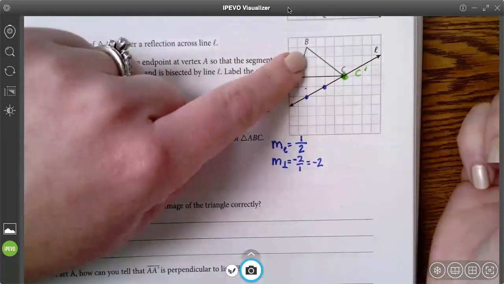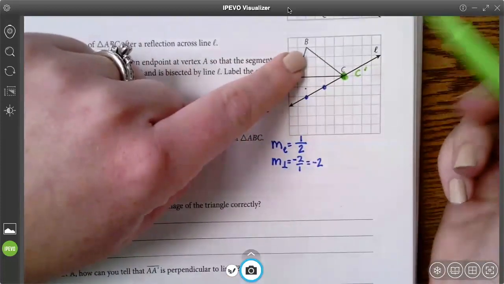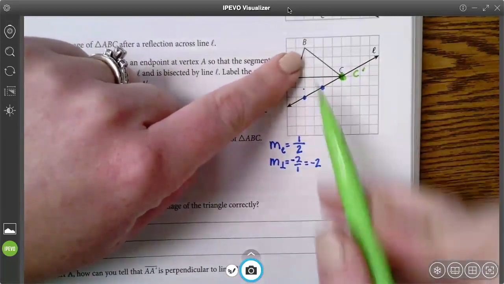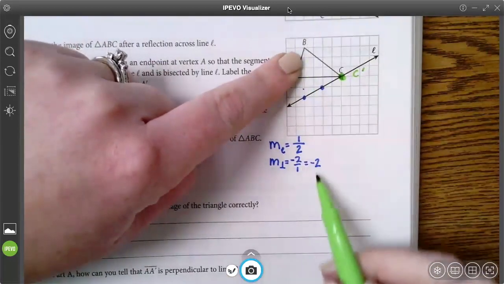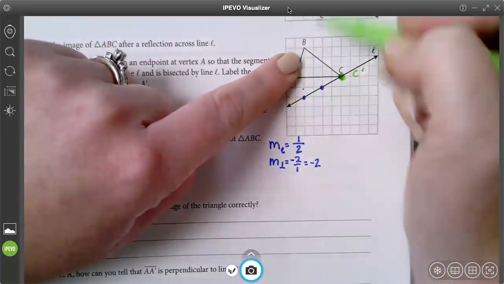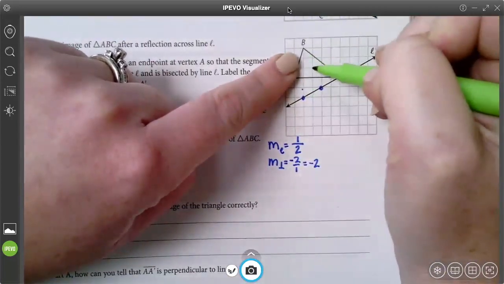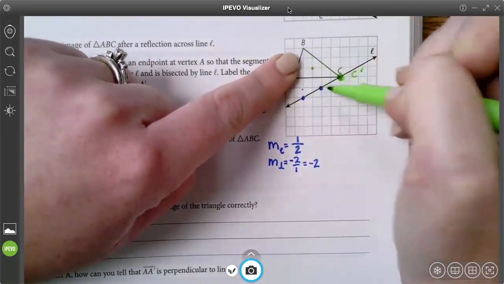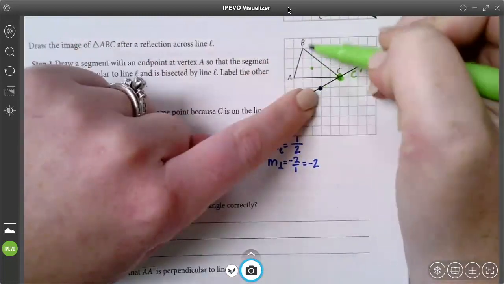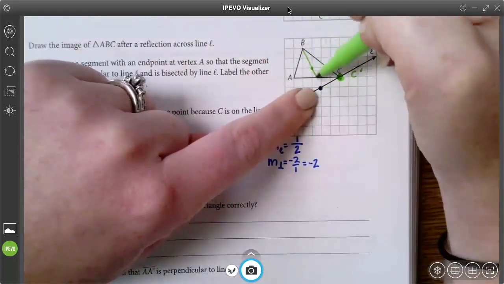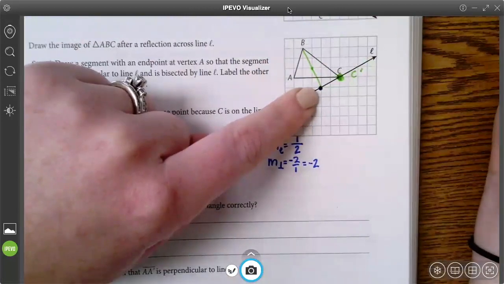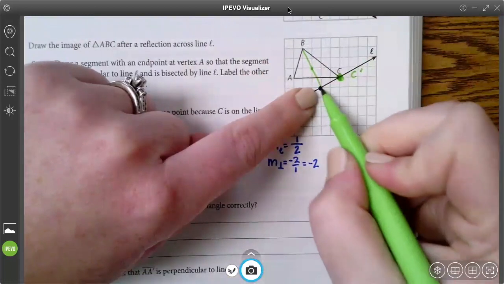Next, I'm just going to do corner B. So I'm going to count from this point, and I'm going to use this slope, -2. So I'm going to go down 2 and over 1, down 2 and over 1, okay? And I did that twice to get to my line of reflection. So I need to do it twice more on the other side because this has to be my midpoint.